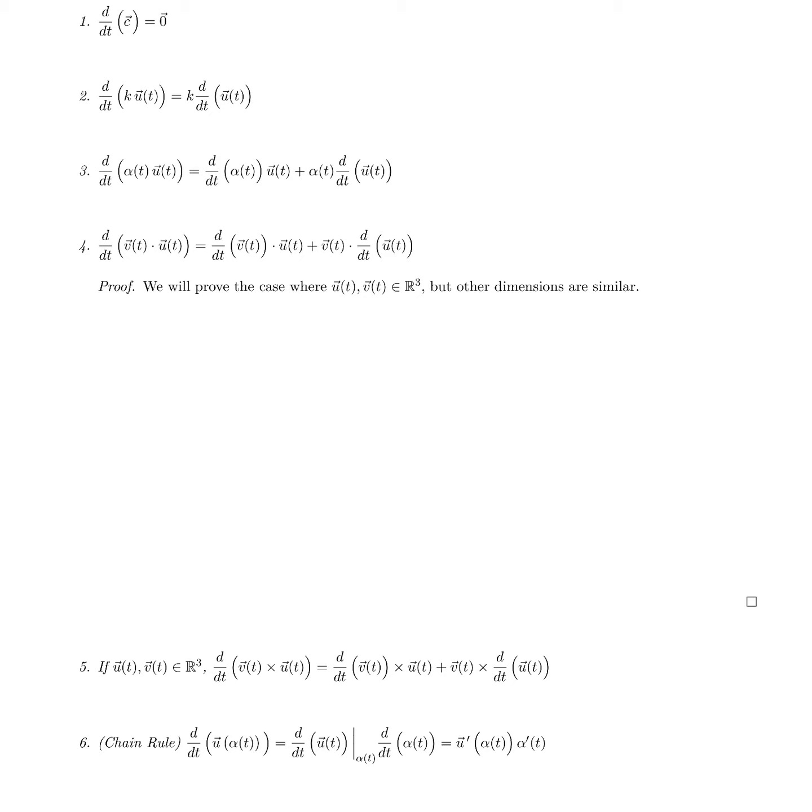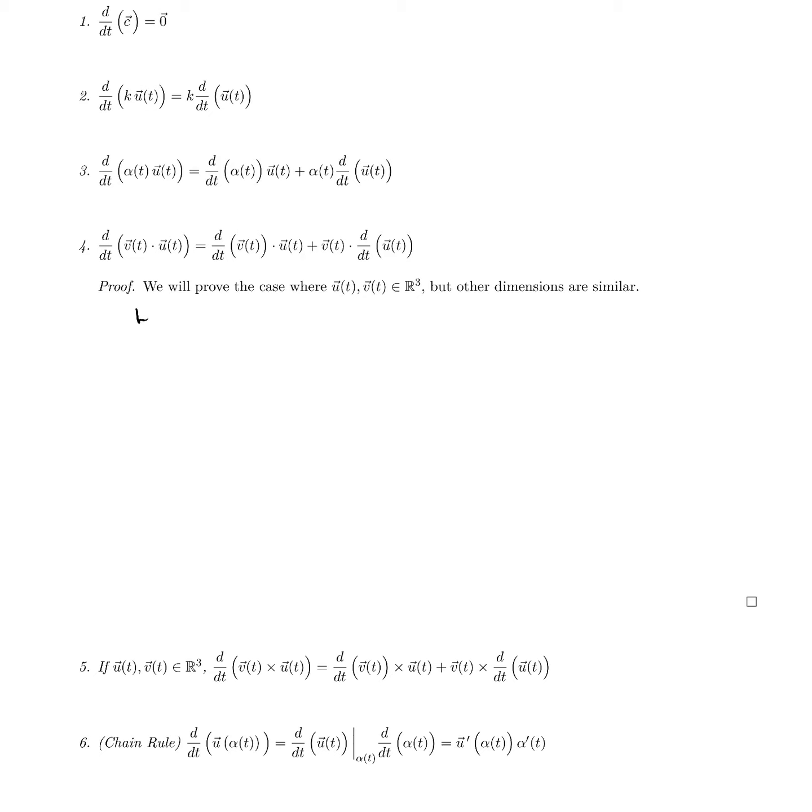Now this is a bit of notation you might not have seen before. This vertical bar means evaluated at, so the derivative of the vector function evaluated at the scalar, times the derivative of the scalar. Another way of saying this using prime notation is u prime of alpha of t times alpha prime of t. So let's go and prove the dot product property. We'll do it for notation simplicity in the case that we've got vectors in R3, but other dimensions follow a very similar kind of proof.